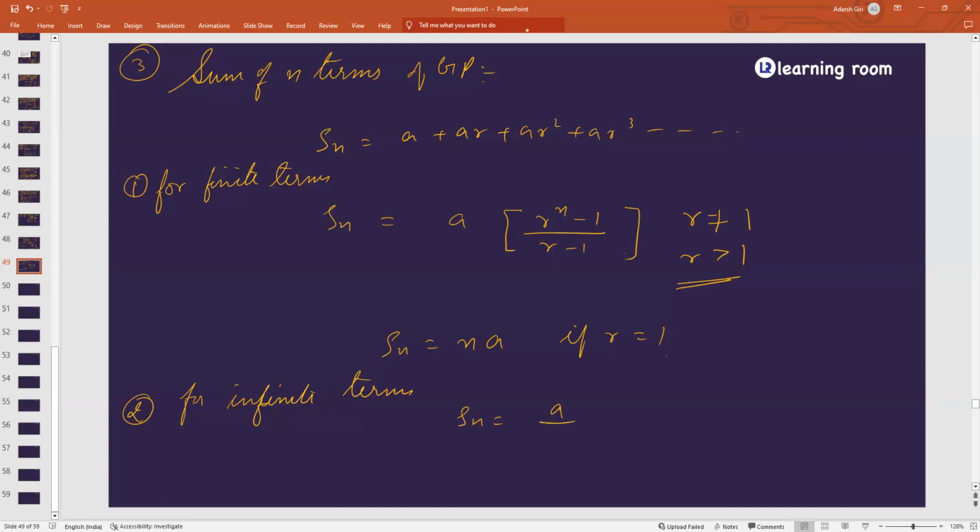Sn is equal to A by 1 minus R. If the number of terms is infinite, you are not able to calculate how many terms there are. So the sum in that case will be A by 1 minus R. Again, the condition is R should not be equal to 1.